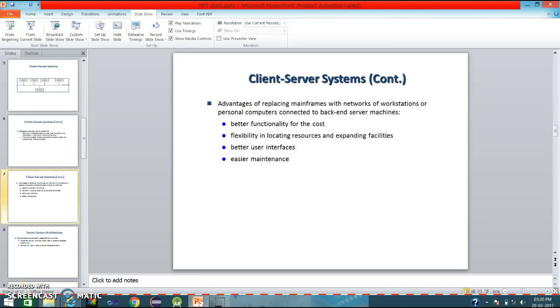Client-server system. The advantages of replacing a mainframe with networked workstations or personal computers connected to a back-end server machine are better functionality for the cost, flexibility in locating resources and expanding facilities, better user interfaces, and easier maintenance.